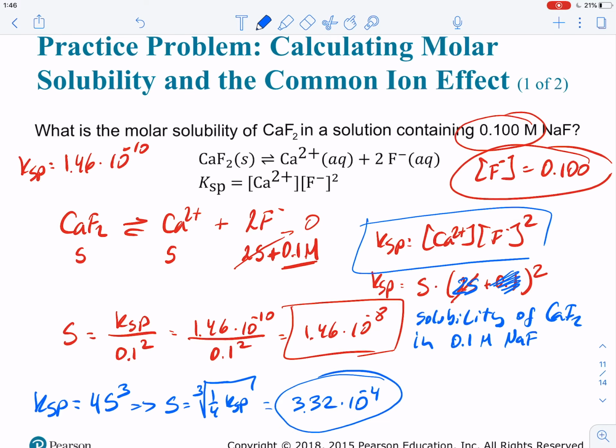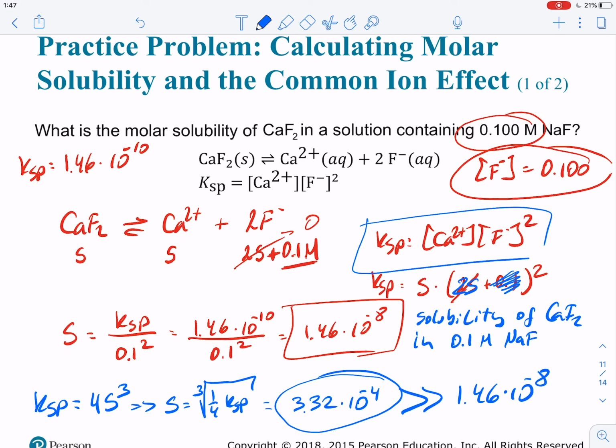This value here is larger than 1.46 10 to the negative 8. And that means the solubility was significantly reduced by adding that sodium fluoride to the initial solution. So you went from 3.32 10 to the negative 4 to 1.46 10 to the negative 8. So that is a 4 orders of magnitude reduction. You reduce the concentration by a factor of 10,000. That's the power of the common ion effect.